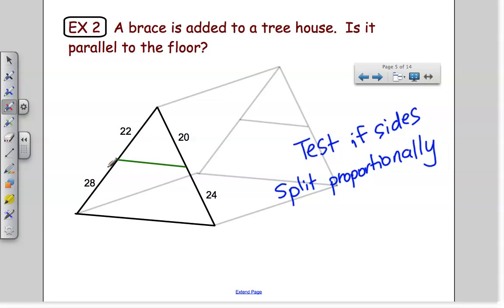So I could compare this side and maybe look at the part on the top to bottom, so 22 compared to 28. And see, is that the same as 20 to 24? And remember, you can always reduce these, or you can do the cross products and see if those are the same. 22 times 24 gives me 528. 28 times 20 gives me 560. So these are not equal.